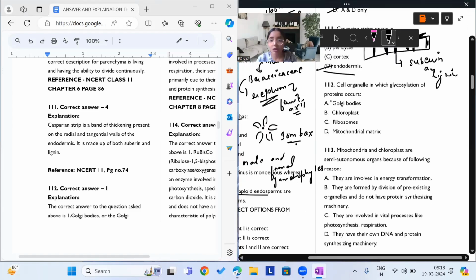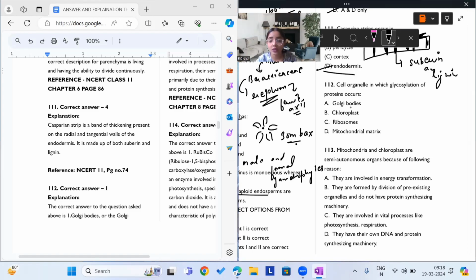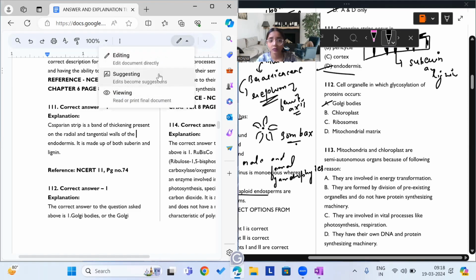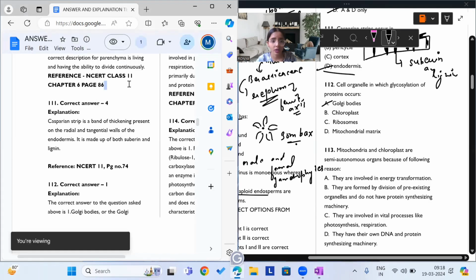Question 112: the cell organelle in which glycosylation of proteins occurs is known as? Come on, Golgi body. This is the easiest question I have encountered till date. It's very easy. The cell organelle in which glycosylation is done is the Golgi body. I hope it is clear to all of you.